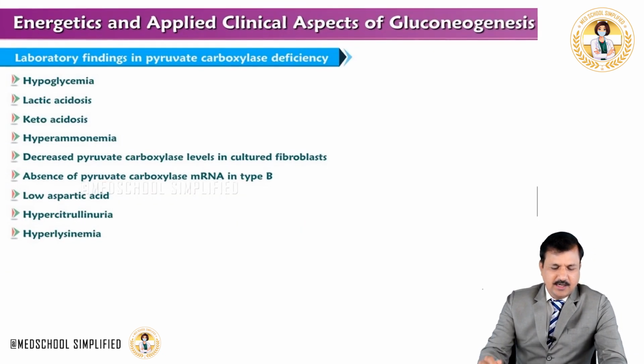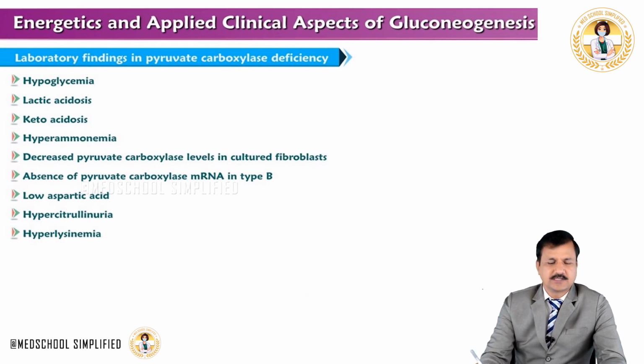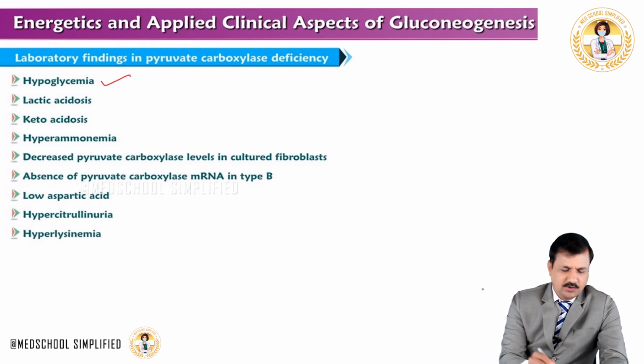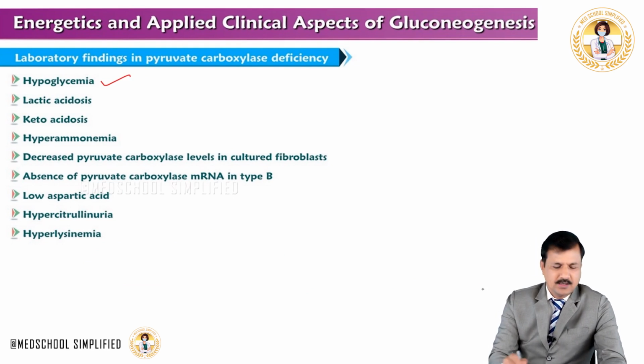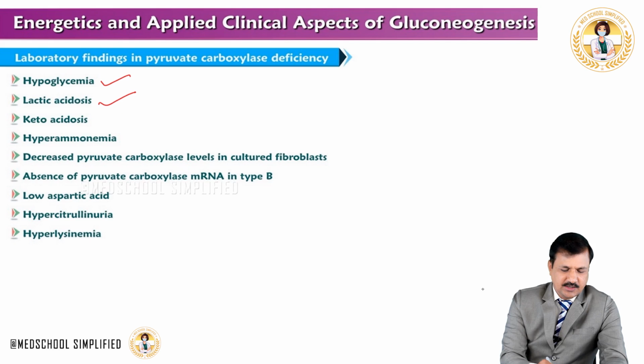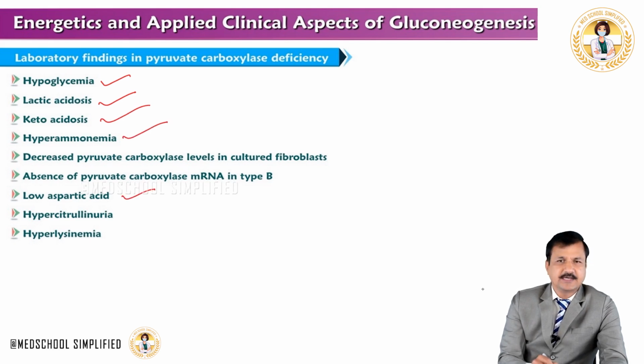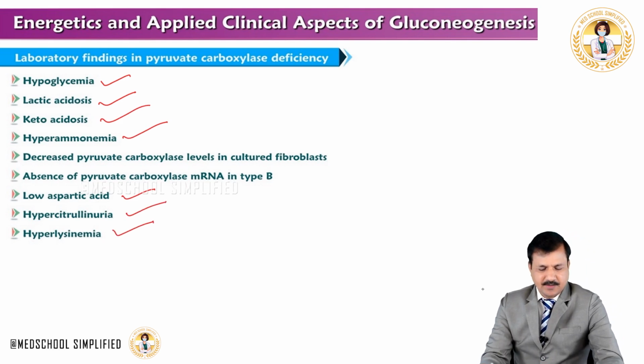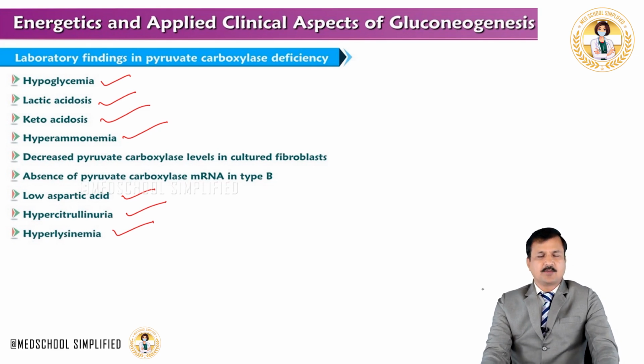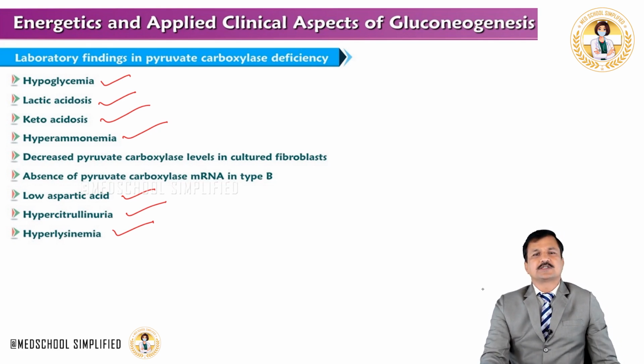Now the laboratory features of pyruvate carboxylase enzyme deficiency. So the patient will show fasting hypoglycemia, lactic acidosis, ketoacidosis, hyperammonemia, low aspartic acid, hypercitrullinemia, and hyperlysinemia. So these are some of the signs that we see in pyruvate carboxylase enzyme deficiency.